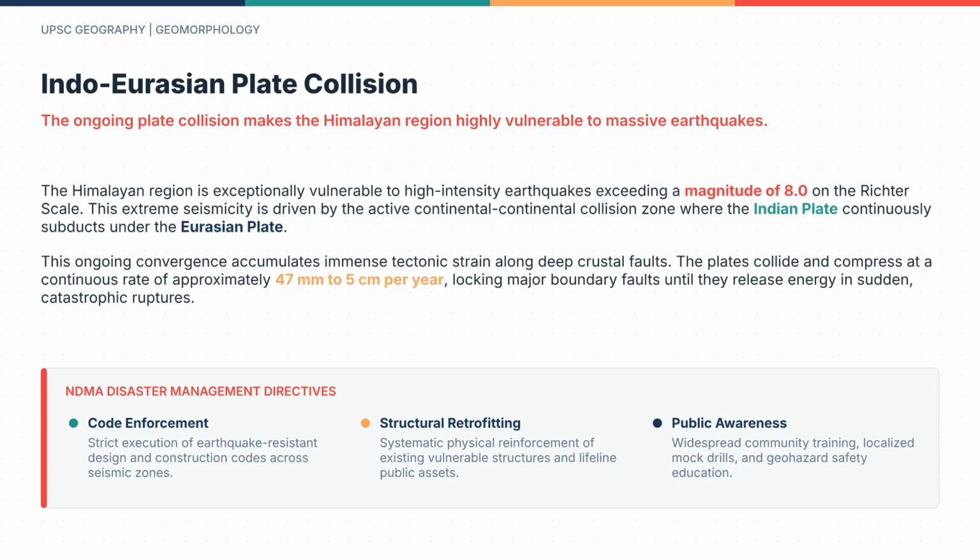To mitigate risks, the NDMA emphasizes code enforcement, structural retrofitting, and community awareness.